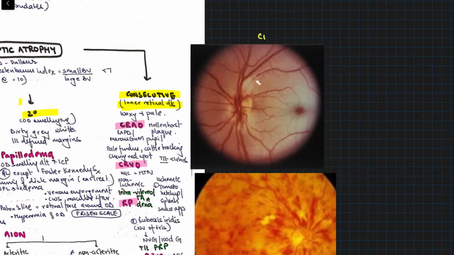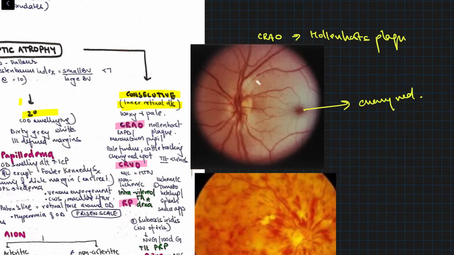So CRAO is central retinal artery occlusion, and the most common cause is a cholesterol emboli, which is a Hollenhorst plaque. Okay, here we will also see a cherry red spot. So the differential for this can be Niemann-Pick syndrome, right? And gangliosidosis, Sandhoff's disease, Tay-Sachs disease, further on all the differentials for cherry red sign.